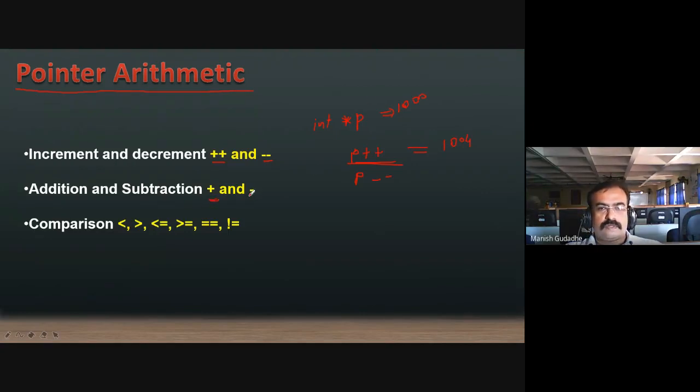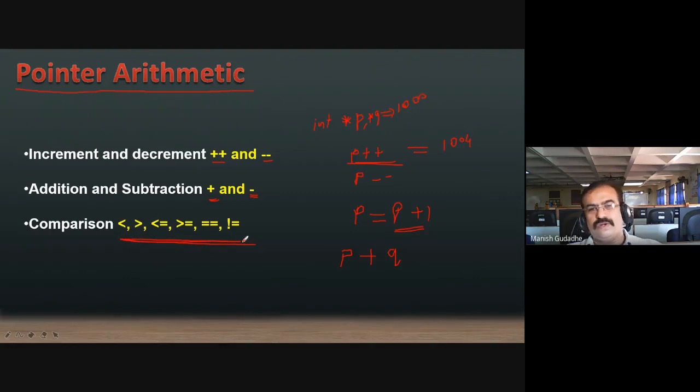Similarly, we can also perform addition and subtraction operations. Again, the things are the same. Ultimately, what is P plus plus? P plus plus is P equals P plus 1. So I can increment it by 1 using a plus operation. But also, if there is another pointer variable Q, I can have P plus Q as an expression. This is also valid. P minus Q is also valid. So let's see a few examples and go through how it happens. So there are increment, decrement, addition, subtraction, and we can compare the addresses also.